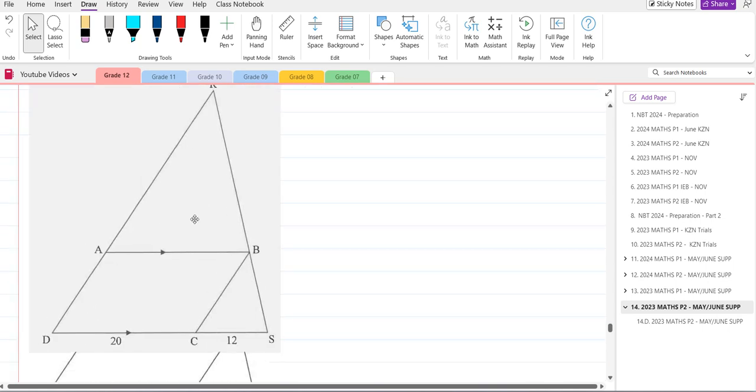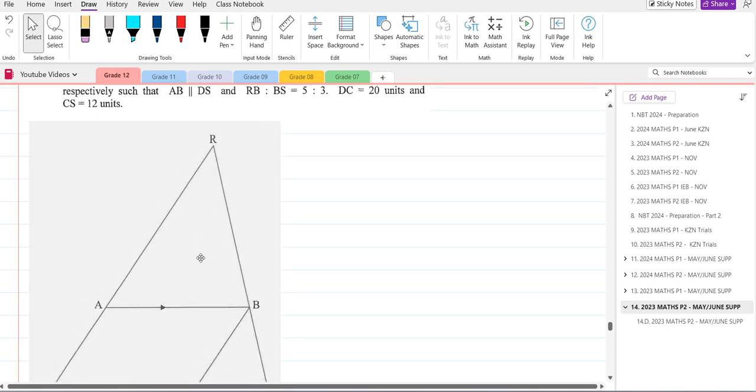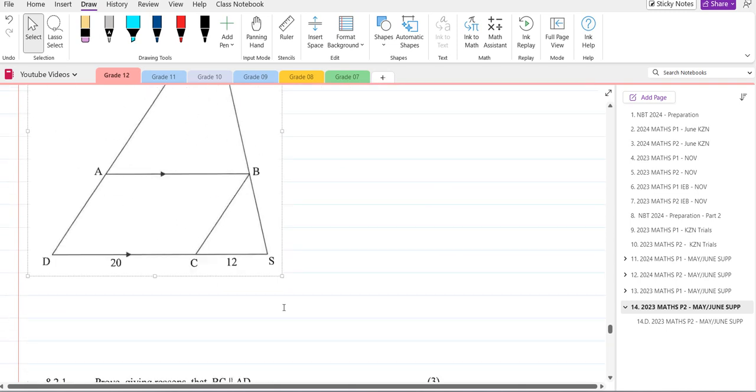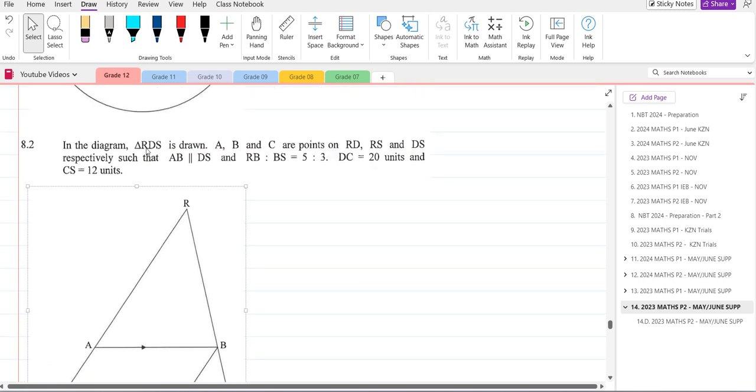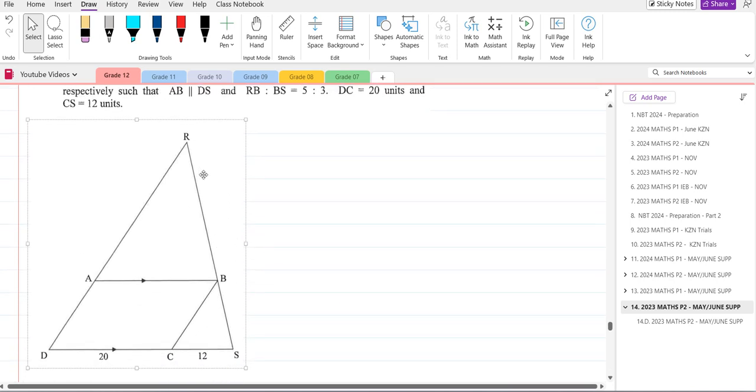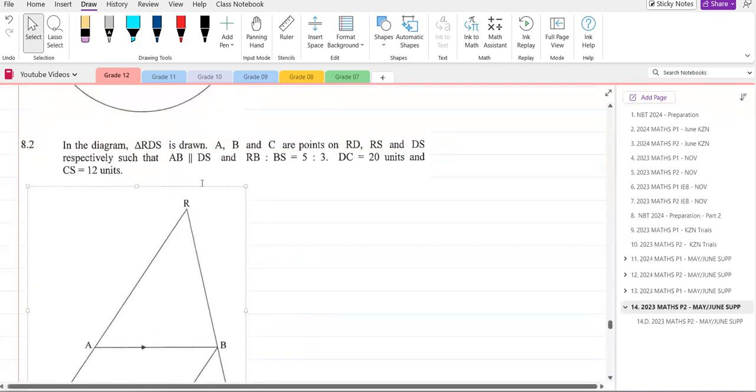Next problem is on, I think, ratio and proportion. We can see what's given here. Right, so what's given here is in the diagram RDS is drawn.